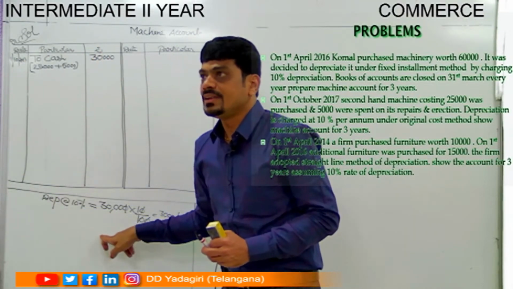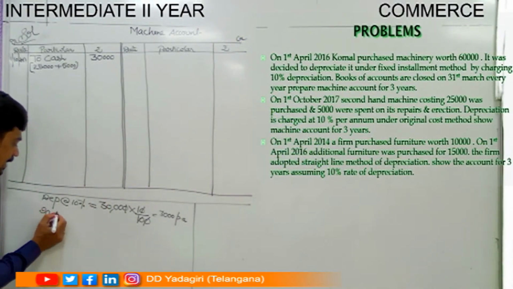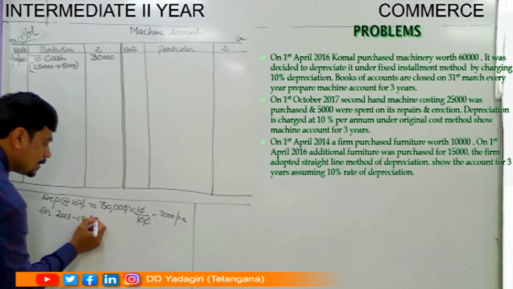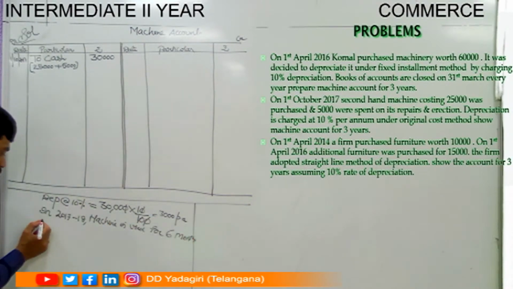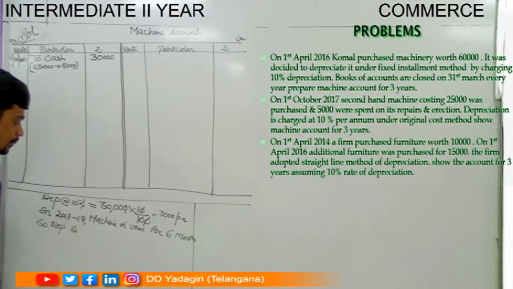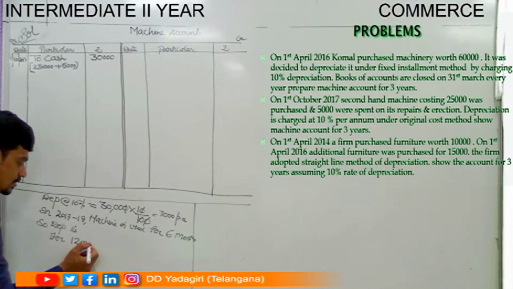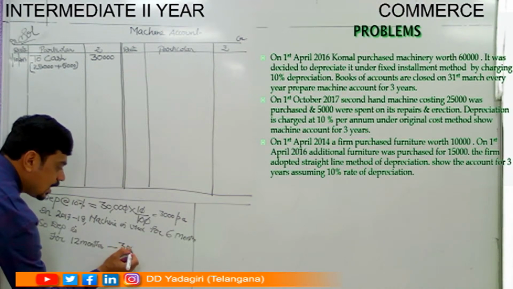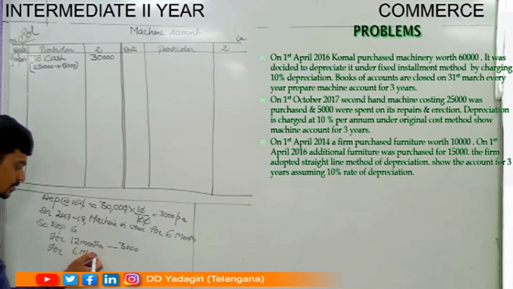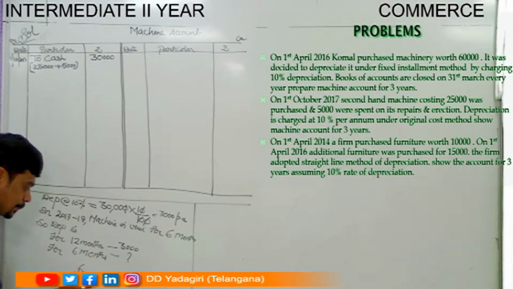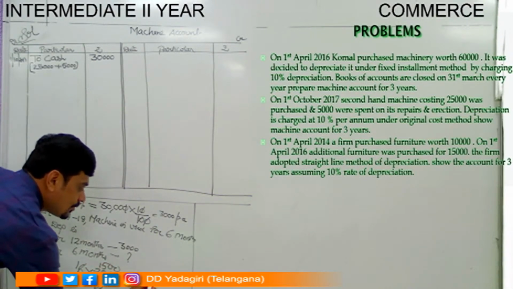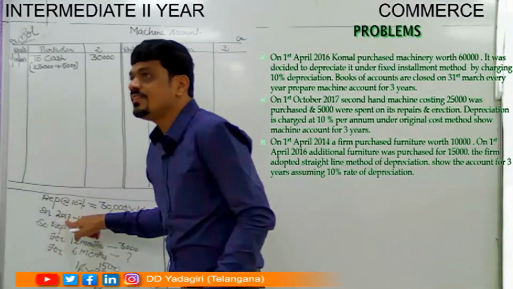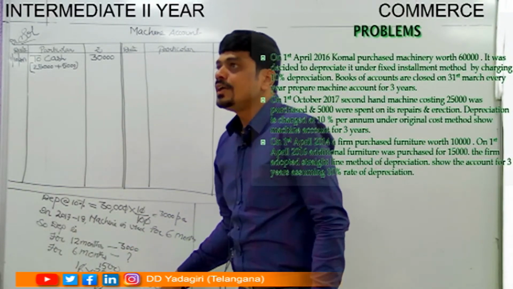So here we'll write a comment for our convenience. In 2017 to 2018, machine is used for how many months? For 6 months. So depreciation is proportionate. For 12 months, how much is depreciation? 3,000. We want for how many months? 6 months. So for 6 months, how much? Proportionate will calculate. Cross multiply. 6 into 3,000 divided by 12. So how much is the amount? 1,500. Only for the year 2017 and 18 we will charge 1,500 as depreciation.